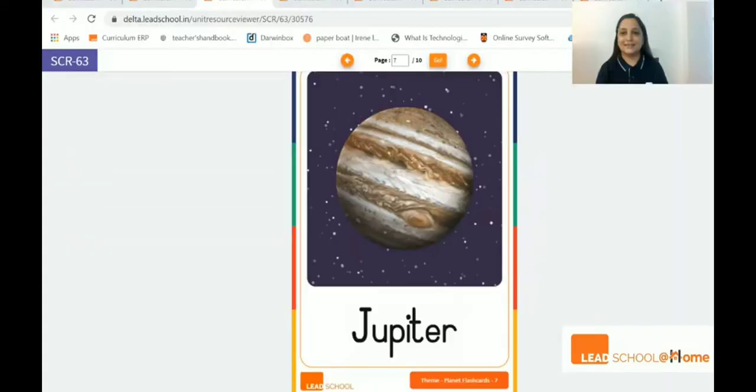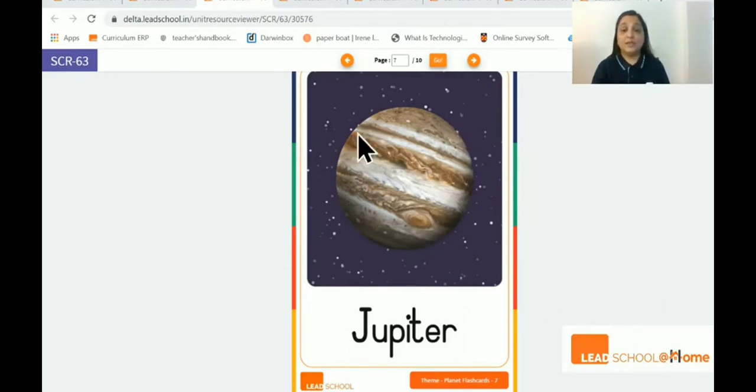Now we are going to talk about a planet. Do you know what is the position of that planet from the sun? Yes, it is at the fifth position. And do you know which planet is that? Yes, this planet. This is Jupiter and it is at the fifth position from the sun. Which planet is this? Yes, this is Jupiter.